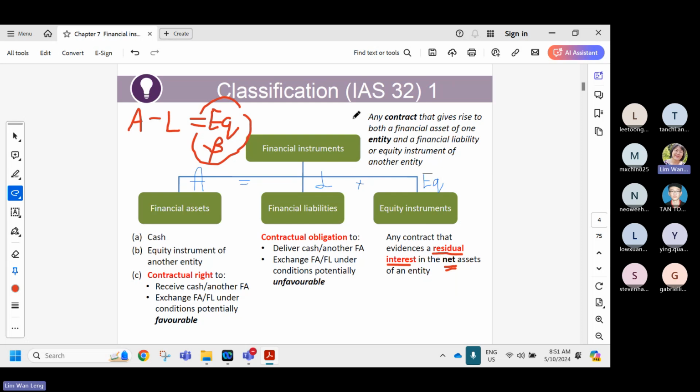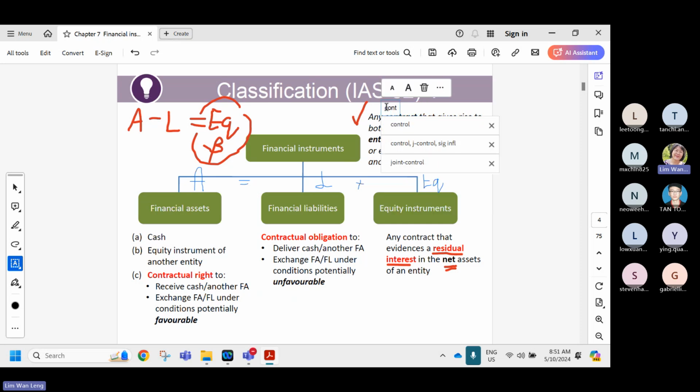This one will give you the definition of a financial instrument. Any contract that gives rise to both a financial asset of one entity and a financial liability or equity instrument of another entity. And this particular type of contract is a contractual contract.